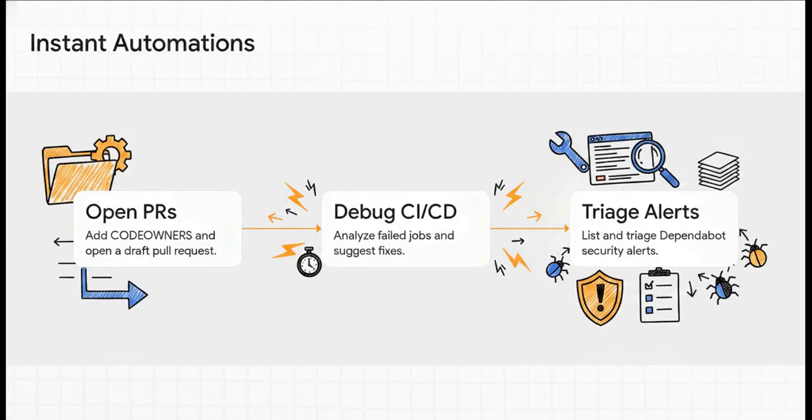To put that into perspective, let's look at what this can automate in literal seconds. Imagine just typing a prompt like, add a code owners file for the backend team and then open a draft PR. The agent just handles it. No manual file creation, zero local cloning. Or say, hey, why did that release.yml job fail last night? It instantly pulls the logs and analyzes the stack trace for you. You can even tell it to triage critical Dependabot alerts and create targeted issues. It's like having a senior developer instantly running chores for you.